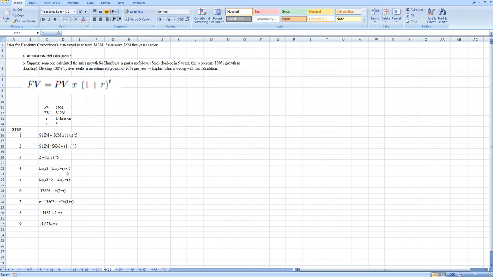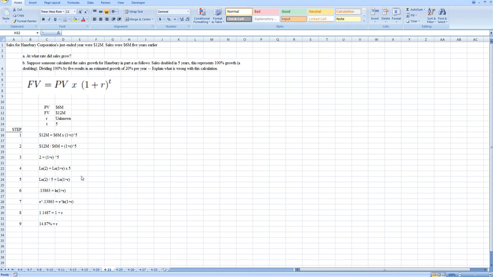Once we pull the exponent down, we divide both sides by 5. The multiplied 5 drops on the right hand side, and we're left with the natural log of 2 divided by 5 is equal to the natural log of 1 plus R. We divide the natural log of 2 by 5, and we're left with 0.138363 is equal to natural log of 1 plus R. We take the antilog of the natural log, and what we're left with is 1.1487 is equal to 1 plus R. We then subtract 1 from both sides. We find R is equal to 14.87%.